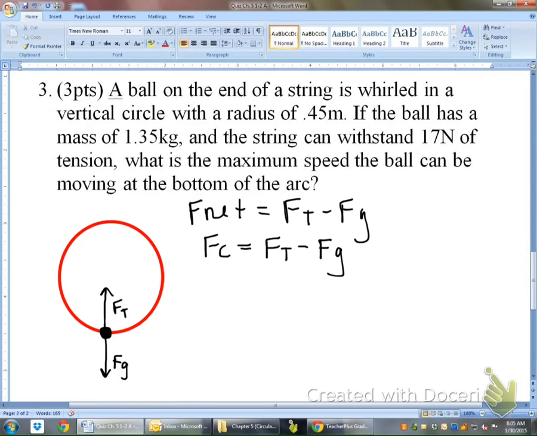Okay. Yeah. I was asking about at the top of the circle. Would you still do Ft minus Fg? You do Ft plus Fg, because they'd both be going toward the center of the circle, which is the positive direction.